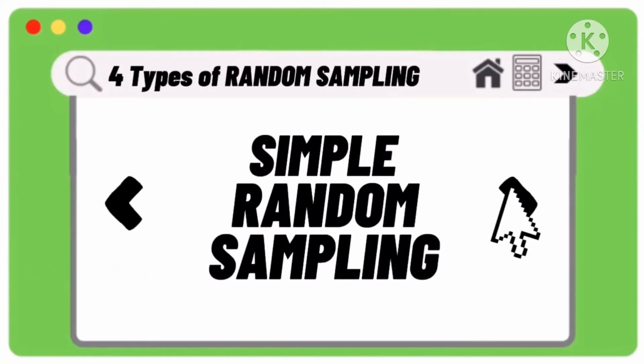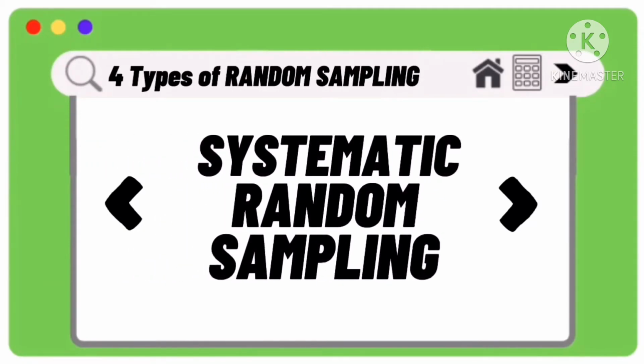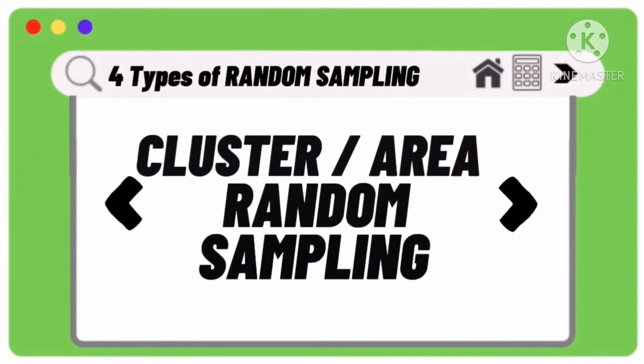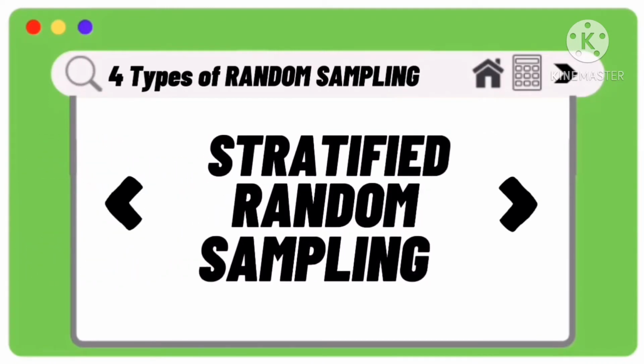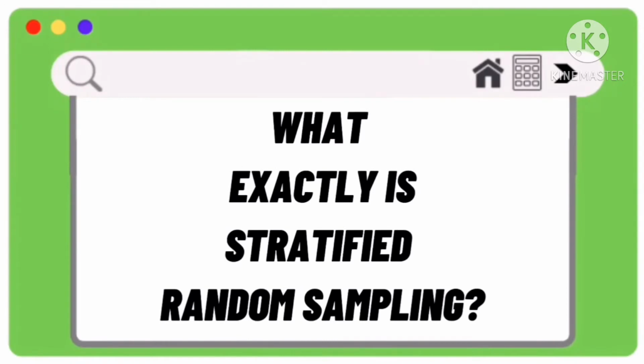First, we have simple random sampling, systematic random sampling, cluster or area random sampling, and lastly, we have stratified random sampling. And in this video, we are going to explore stratified random sampling. But first, let's identify what exactly is stratified random sampling.